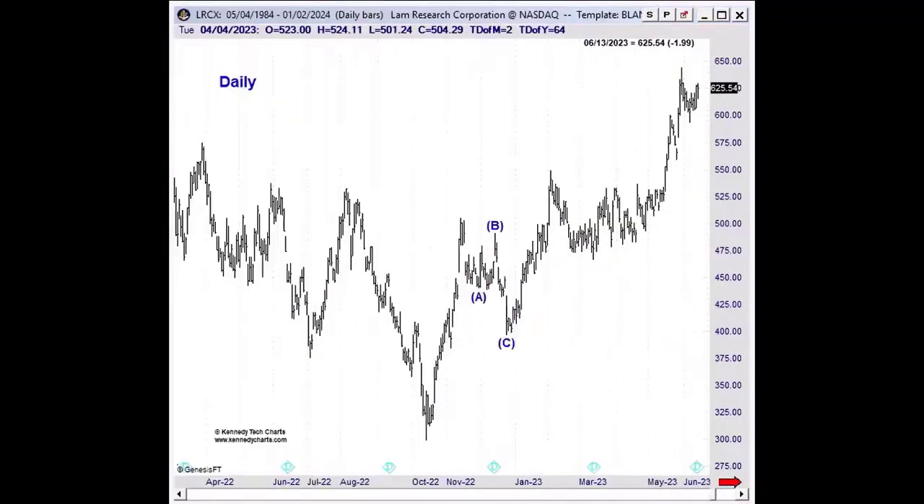But again, going back to that idea on Fibonacci relationships, these are offered as guidelines. So it's just not a hard and fast rule that wave C has to equal wave A and anything greater or less than equality makes the pattern incorrect. That's not true. Okay, so here's a flat correction in Lam Research.